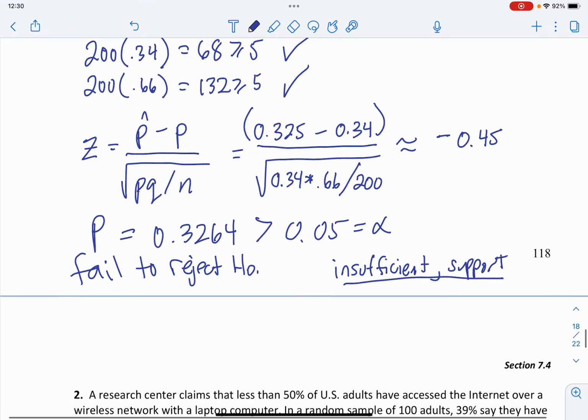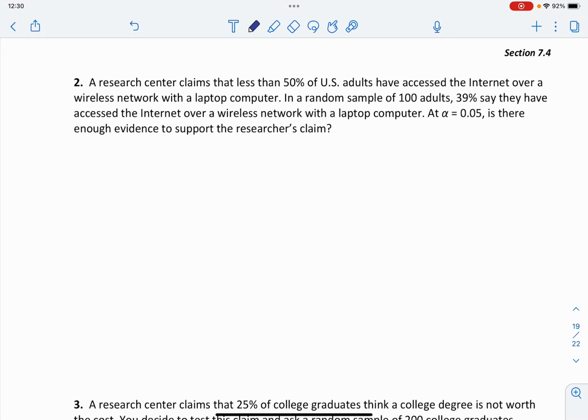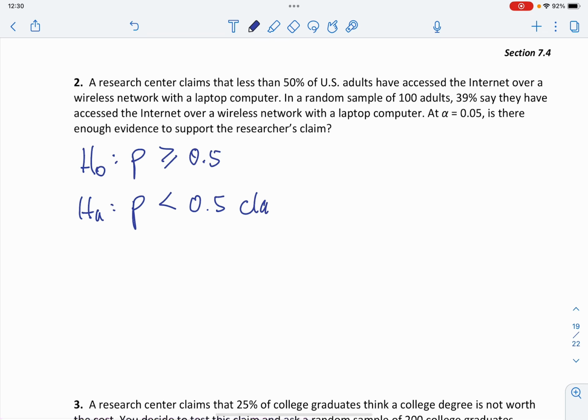Let's try another one. Well, heading on to this problem. Research Center claims that less than 50% of U.S. adults have access to the internet. Okay, so claim less than 50%. So I know how to write that. That's p less than 0.5. That would make H0 p greater than or equal to 0.5, but the claim in this problem is HA. Again, we have another left-tailed test because HA is less than.